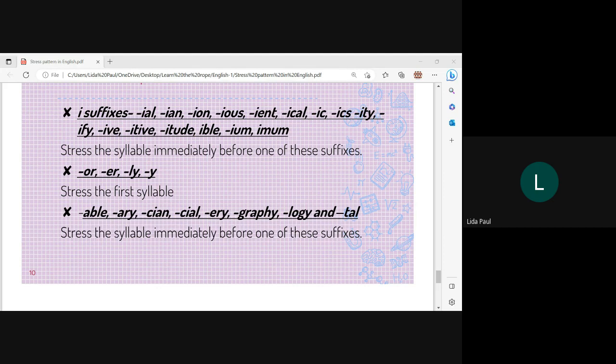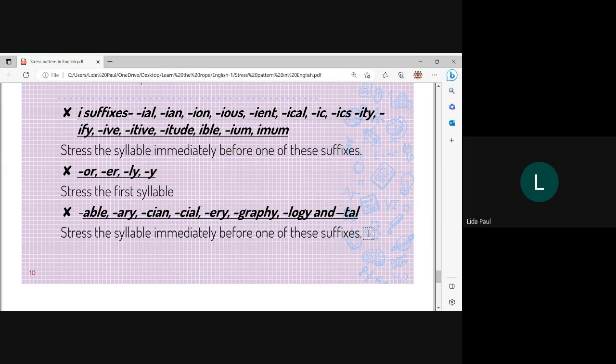For the sake of the class, if it has a TAL suffix, then again the stress is on the penultimate syllable. So you see most of the suffixes are going to take the stress on the penultimate syllable. There are exceptions. Now, what are those? The second one: or, er, ly, and y. The ones with these are definitely going to be different.